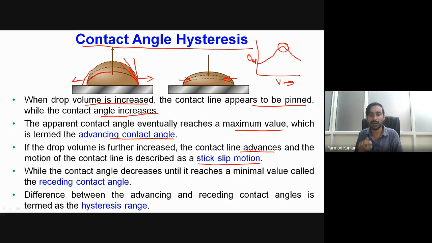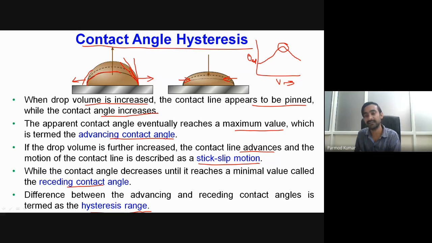Okay, so the minimum value of contact angle at which this receding motion will start, that particular angle is known as the receding contact angle. And the difference between the advancing and the receding contact angle is termed as the hysteresis range. And this hysteresis range may be very large also.